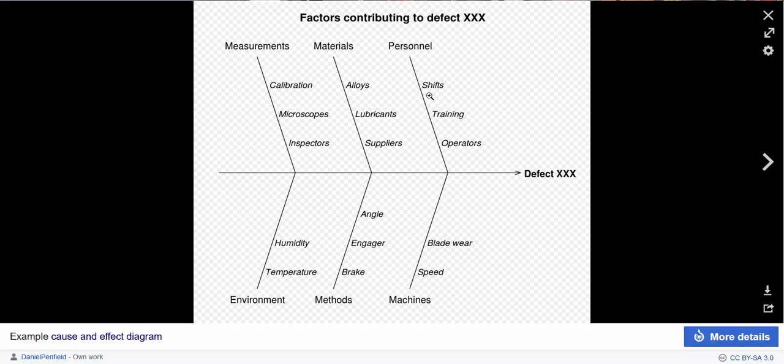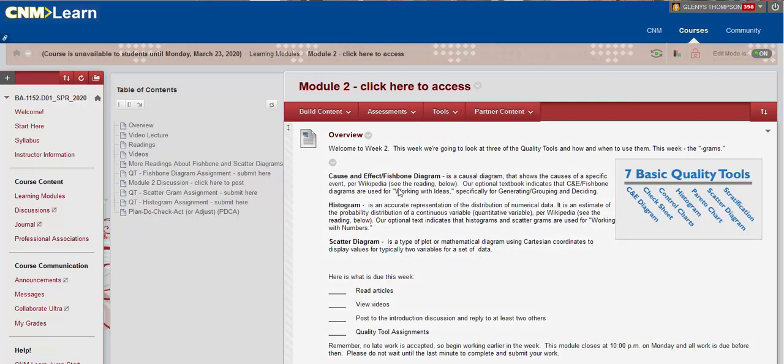If you're looking at personnel, are the shifts working? Are we able to get everything correct with the shifts we have? Is the training lacking or is it adequate? Are the operators doing their job? I would put another one in here about supervision somewhere, either with shifts or operators. Are the supervisors making sure that everything is working correctly? If it's the environment, is the temperature too much or the humidity level correct? What about the methods, the angle, the engager, the brake, and if it's the machines, the speed and the wear? So you're brainstorming things. That's what that does.